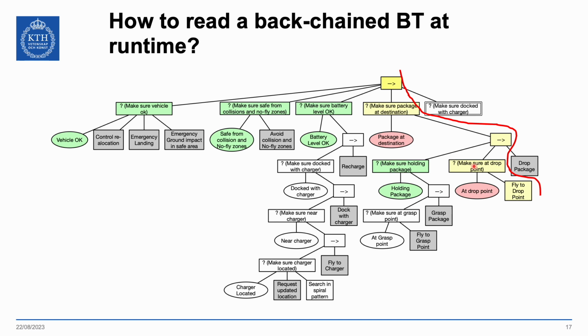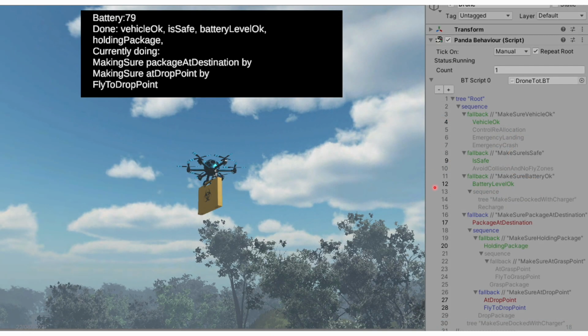And another example, when we're flying to the drop point, we're doing it to make sure we're at the drop point in order to get the package to the destination. And then again, reading the blue stuff from the bottom, we're flying to the drop point to make sure we're at the drop point, to make sure the package is at the destination.